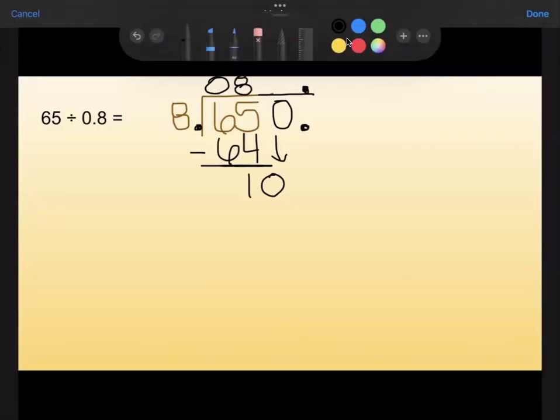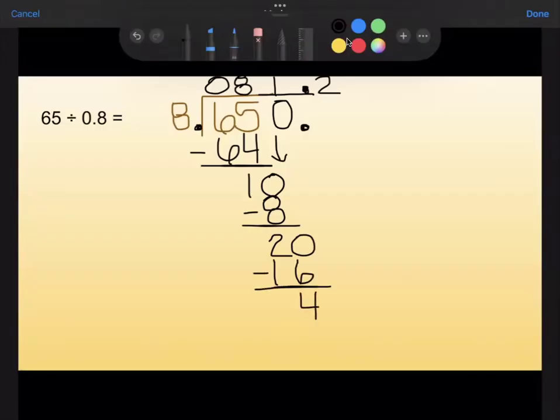8 would fit into 10 one time. So I'm going to subtract 8 from 10 and I get 2 left over. Remember, again, we can't have remainders when we're dividing with decimals. So that means I need to add a 0 to the remainder and keep going. Instead of 2, I'm going to add a 0 to make it 20. And 8 would fit into 20 2 times, giving me 16. And when I subtract that, I get 4 left over.